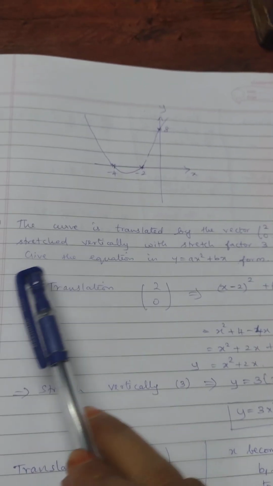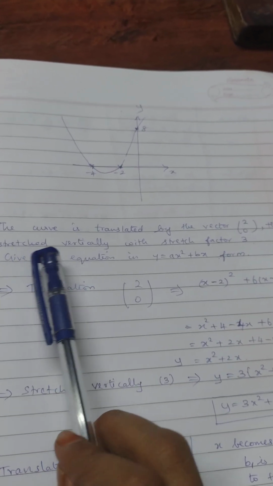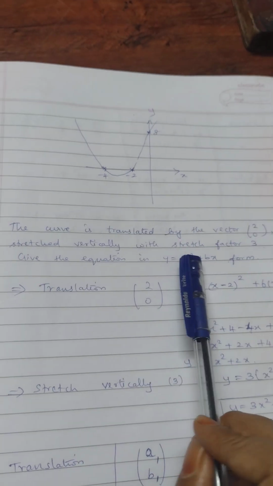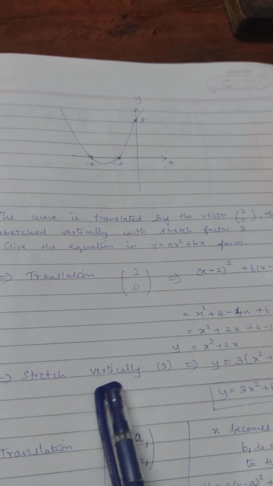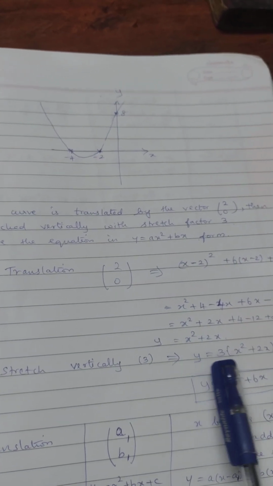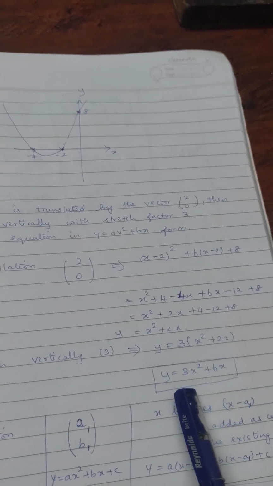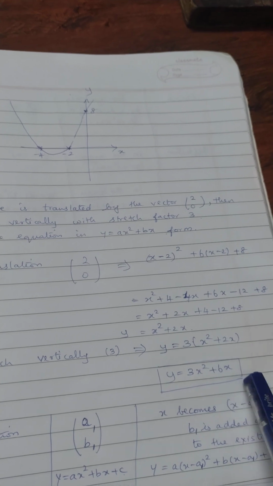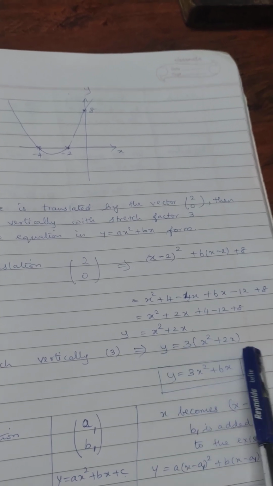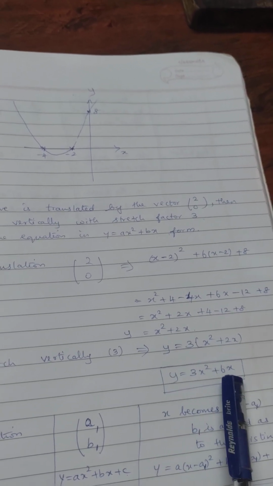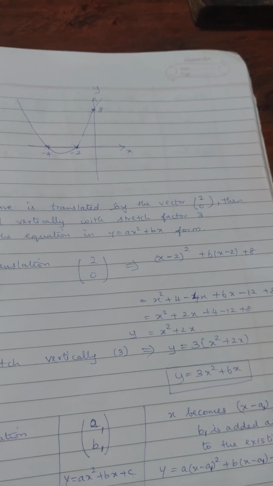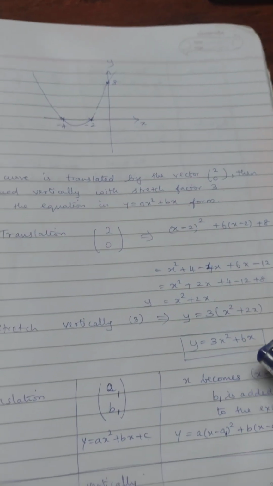And now the second point is there is a stretch, and that is a vertical stretch by a factor of 3. Since it's a vertical stretch by a factor of 3, y becomes 3 times y. So 3 times (x square plus 2x) becomes 3x square plus 6x. This is the answer, written in the box. This is the new equation that we have got after applying all the transformations.